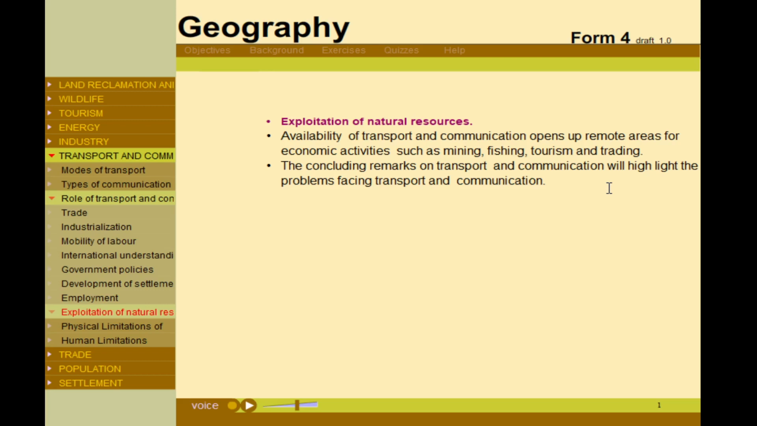Physical limitations of transport and communication. Physical limitations include landlocked countries, inhabited land, thick vegetation, and topographical limitations.